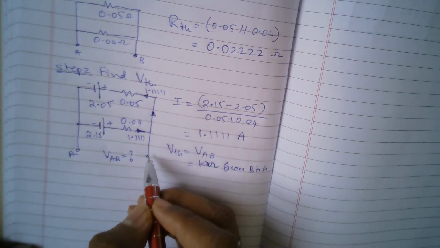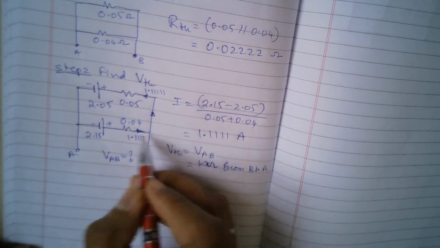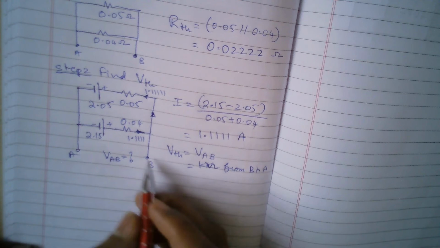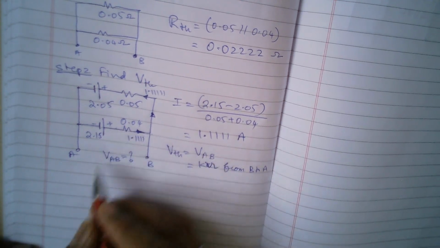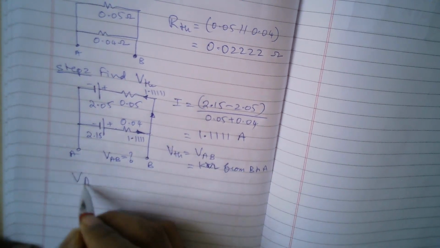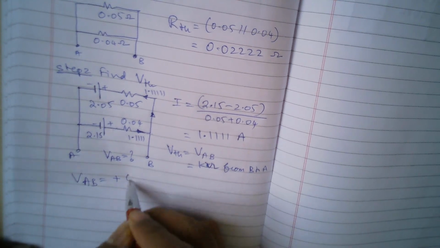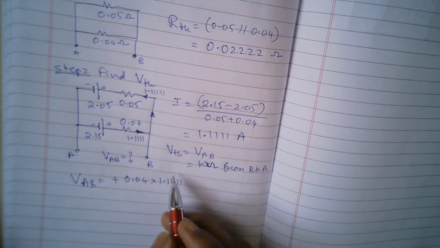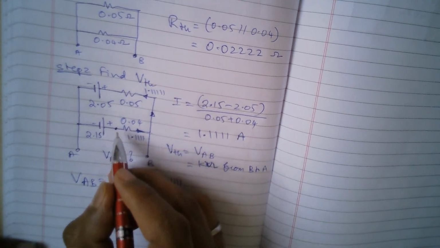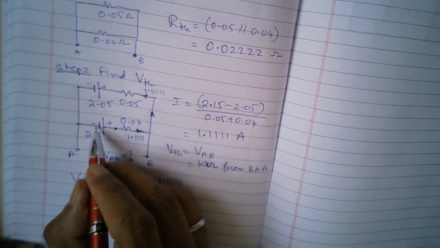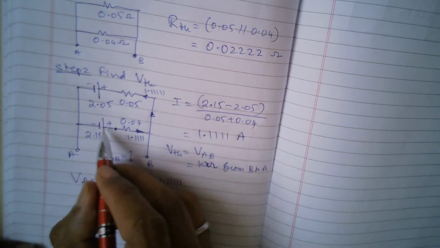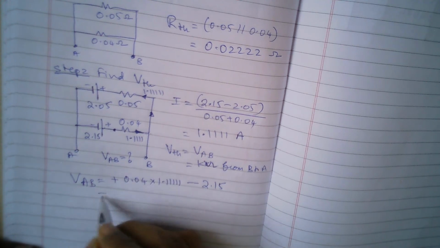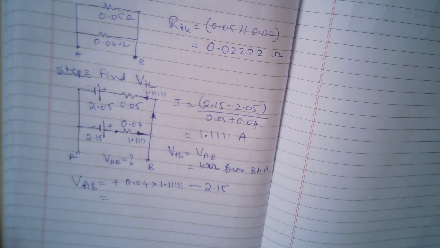So my application of Kirchhoff's voltage law is from B to A, so from here to here. If I go, what happens? It will be increasing my potential. So VAB equals plus 0.04 multiplied by 1.11111. Okay, then I am at this point. Now from the positive terminal I am going towards the negative terminal. I step down my voltage by 2.15 volts, so minus 2.15. So this will be the resultant voltage VAB.